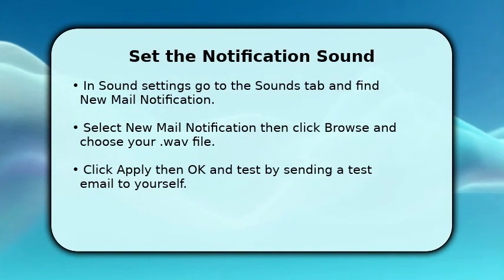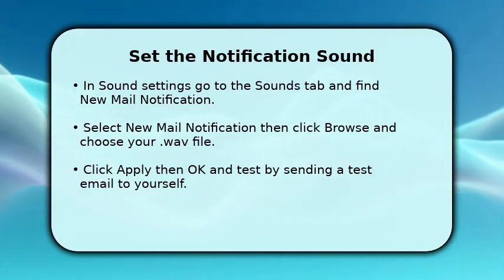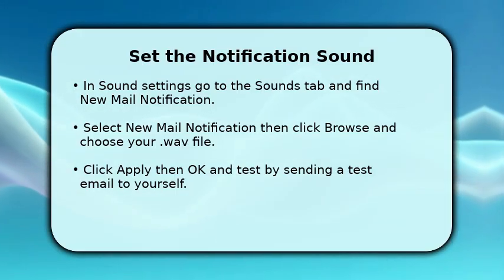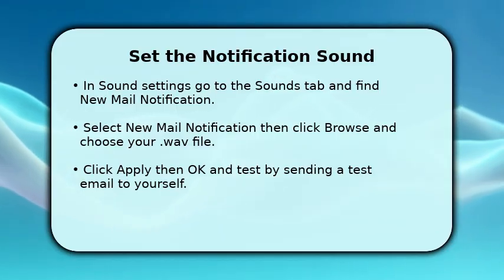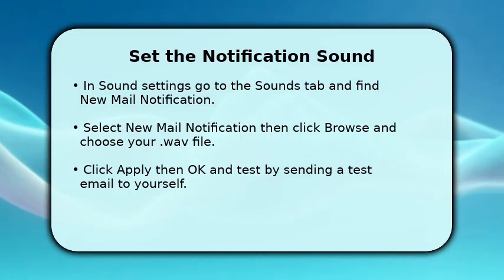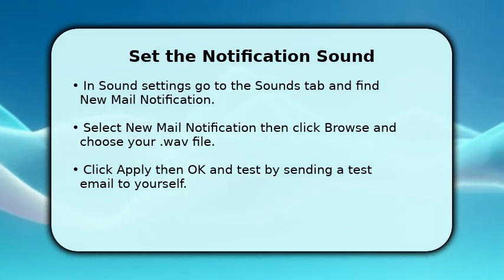With Control Panel Sound open, select the Sounds tab at the top. In Program Events, scroll to New Mail Notification or Mail Notification for Outlook. Click the event to highlight it, and then click Browse to select your custom WAV file.